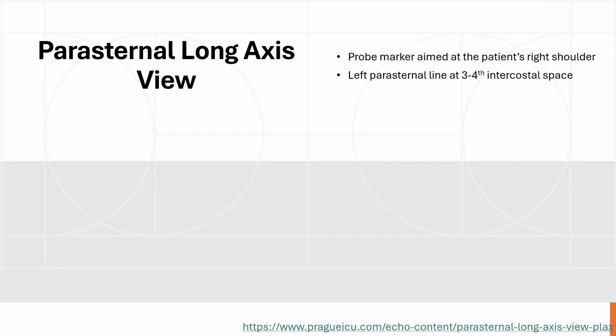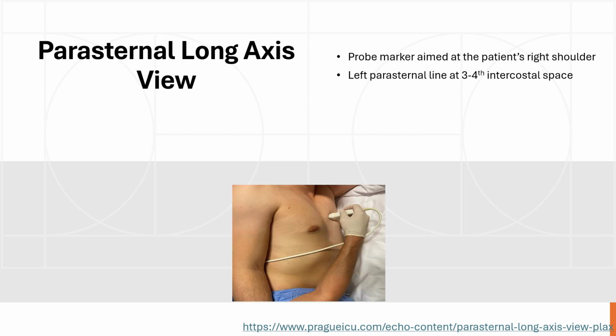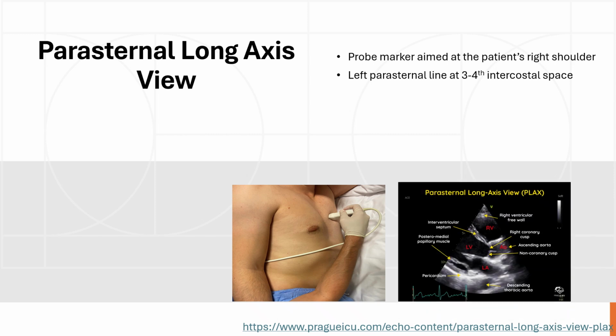Let's review the parasternal long axis view first. You position the probe with the probe marker aiming at the patient's right shoulder, left parasternal line, typically in the third or fourth intercostal space as shown in this picture here. Next picture, you see a typical anatomy.